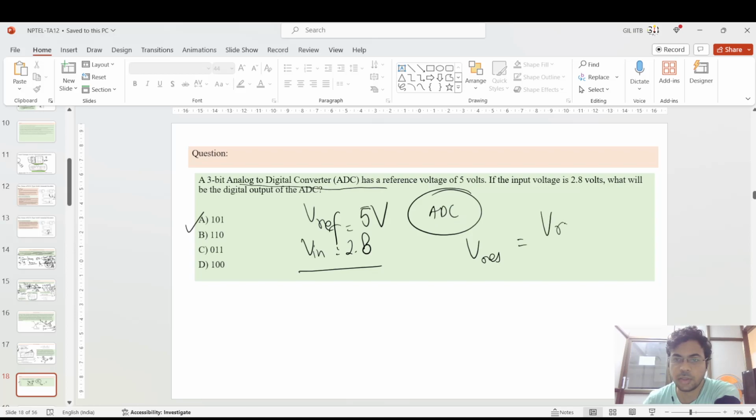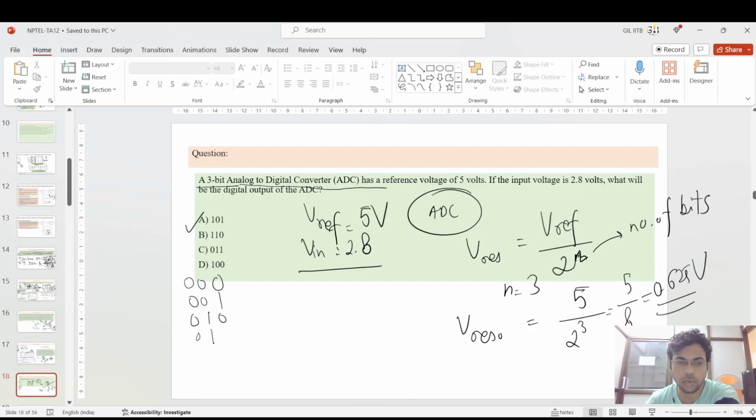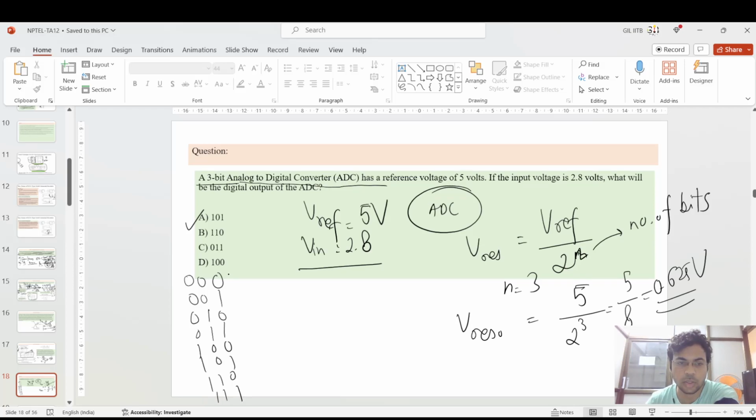Okay. Thank you. So the resolution of this ADC is V reference divided by 2 to the power n, where n is the number of bits. Here the number of bits is 3. So V resolution is equal to 5 volt divided by 2 to the power 3, that is 5 divided by 8, which comes out to be 0.625. Okay, so there are multiple codes in a 3-bit ADC, no? The logic will be 000, 001, 010, 011 and 100, 101, 110 and 111.